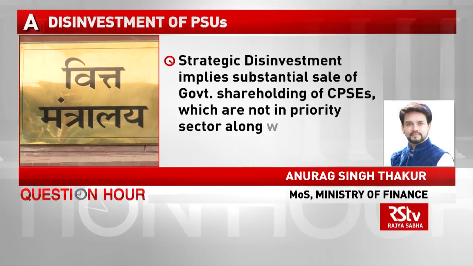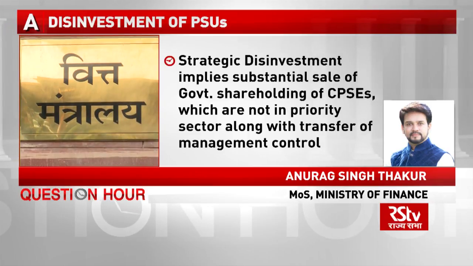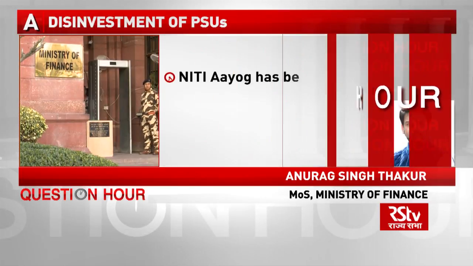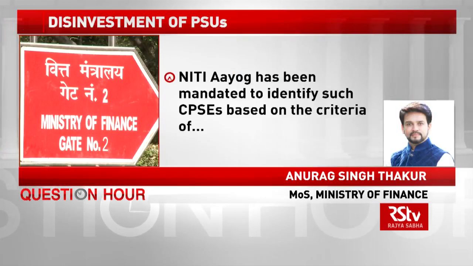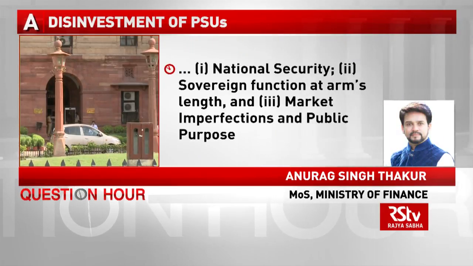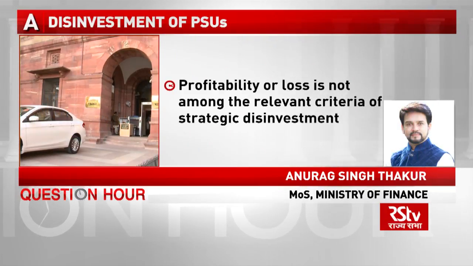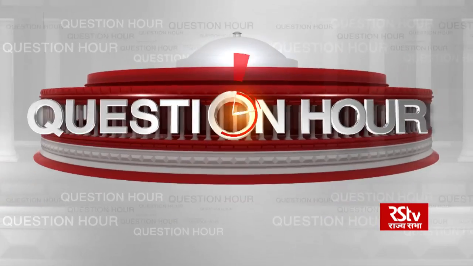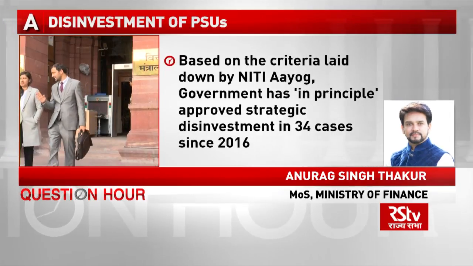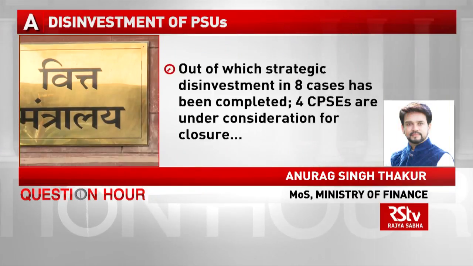He goes on to say that strategic disinvestment implies substantial sale of government shareholding of CPSEs which are not in priority sectors, along with the transfer of management control. Niti Aayog has been mandated to identify such CPSEs based on the criteria of national security, sovereign functions at arm's length, and market imperfections and public purpose. Profitability or loss is not among the relevant criteria of strategic disinvestment. Based on the criteria laid down by Niti Aayog, the government has in principle approved strategic disinvestment in 34 cases since 2016, out of which strategic disinvestment in 8 cases has been completed.